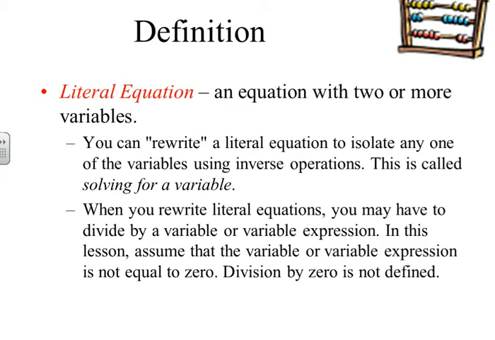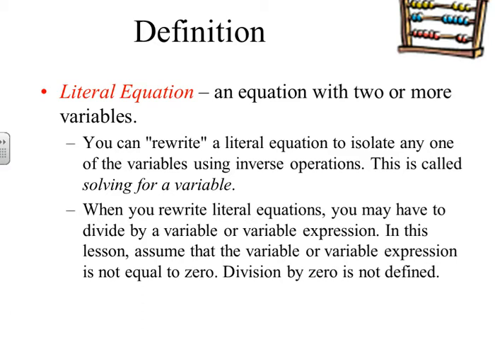Now, a literal equation is an equation with two or more variables. You can rewrite the literal equation to isolate any one of the variables by using inverse operations, like we have been doing when we solve for a variable with regular equations. It's the exact same thing. So this is called solving for a variable.